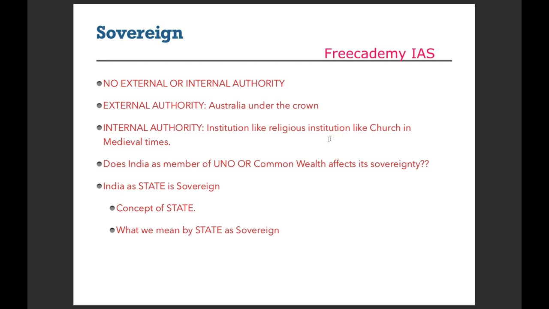So one very important point: one can ask that India is a member of UNO, so does it affect the sovereignty of India? No.